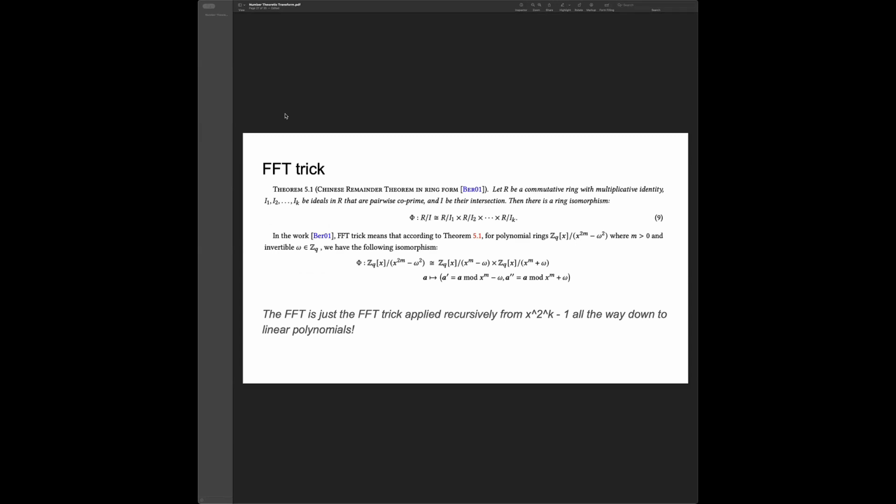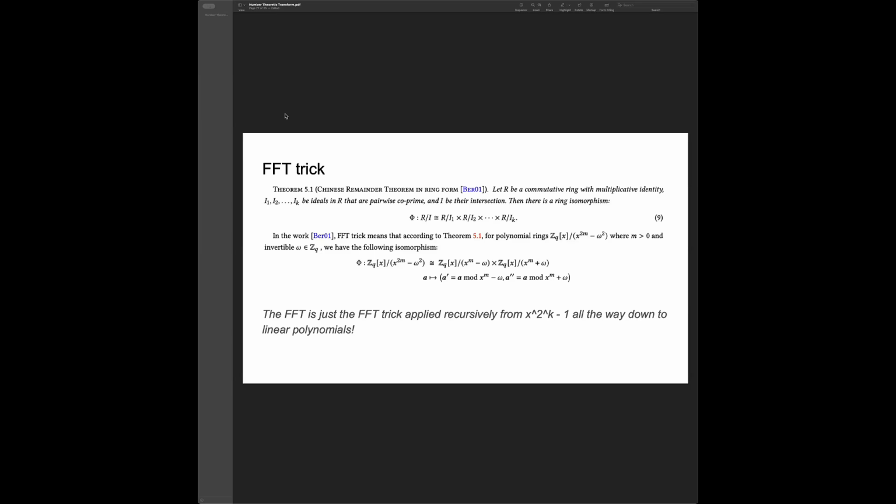So the theorem is the Chinese Remainder Theorem in ring form. If you have R that can be decomposed into ideals in R from I1 to IK, you can get a ring isomorphism where you have a map phi that maps R to the intersections of the smaller rings.